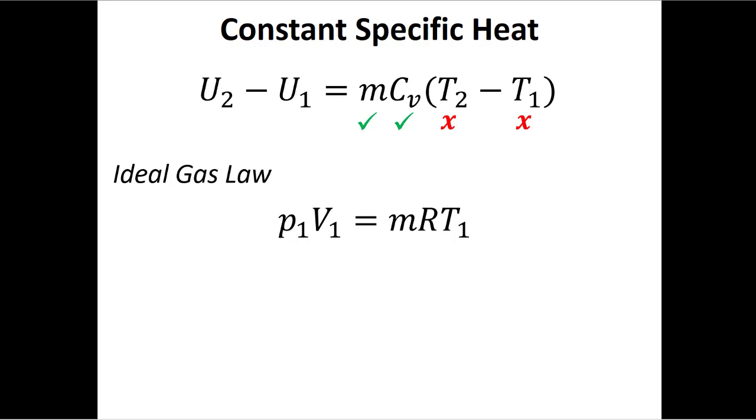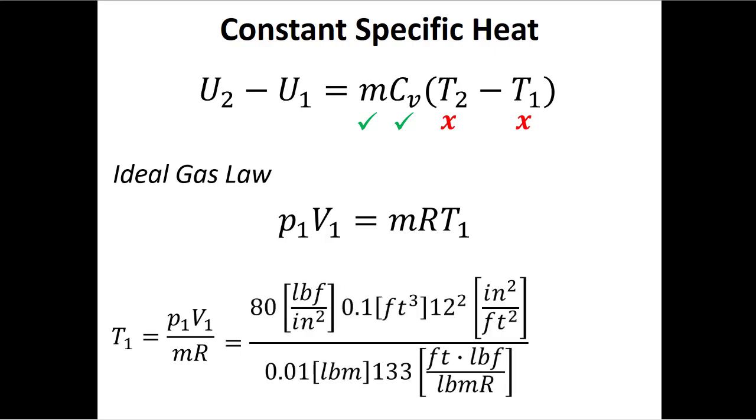So now I got to use the ideal gas law. There's a couple different ways we can use the ideal gas law, but in this case, I'm going to look just at state 1, and I'm going to see that P1 times V1 is equal to mass times the specific gas constant times T1. The only thing I don't know in this equation is T1. So I'm going to put all of the information that I know into this equation.